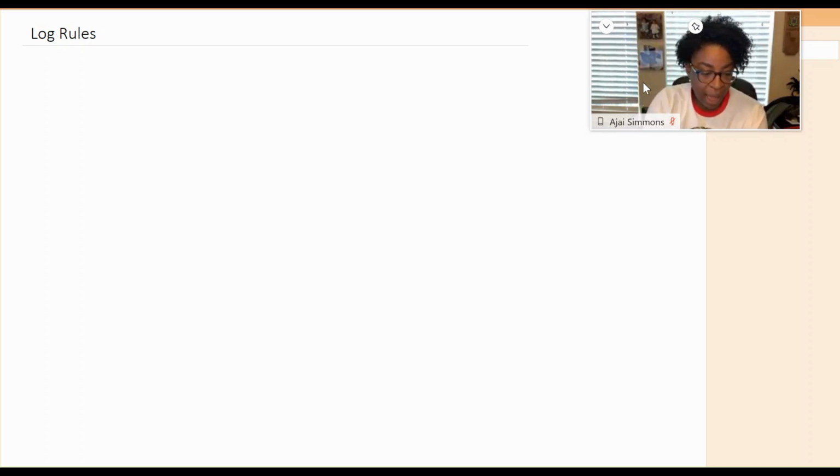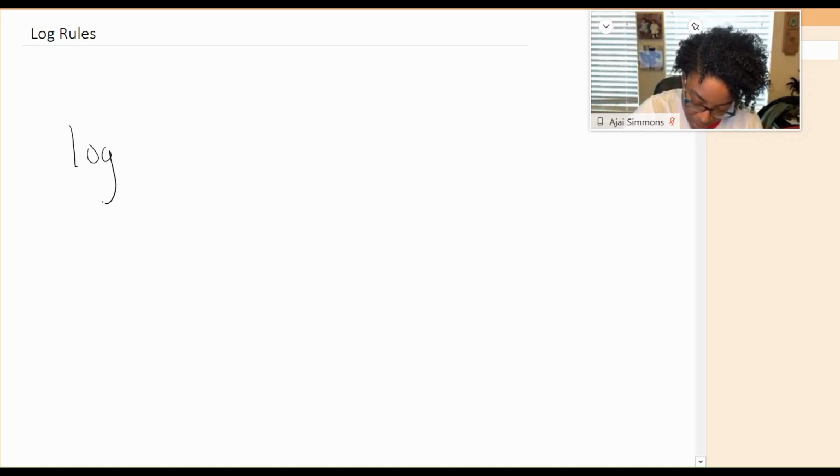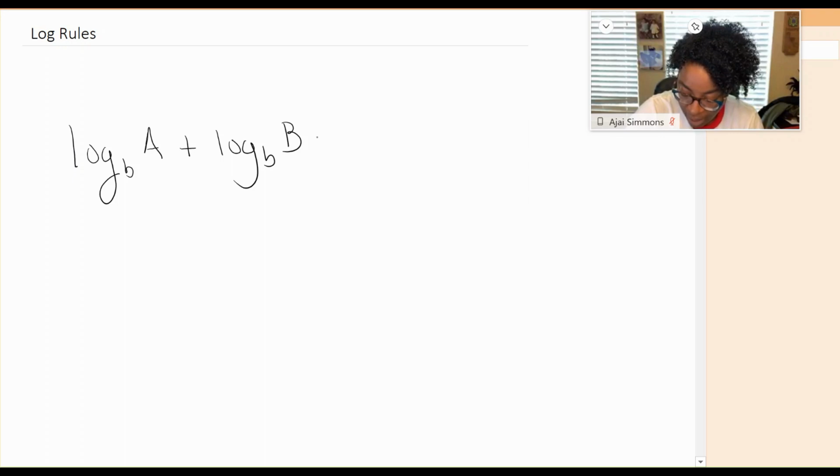But let's start out with some of the basic rules on logs, and we'll start out with power. So the power rule says, and this should not take that long, but let's see how it goes. The power rule says that if you have two logs, right? Let's say we have log base b of a plus log base b of capital B.